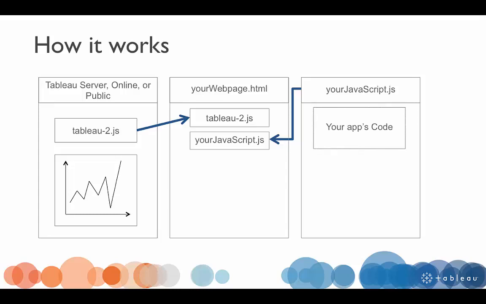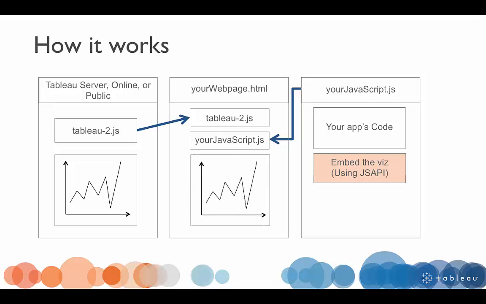Now, what's in this your JavaScript.js? It of course has your app's code for controlling all of the things outside of the Tableau dashboard. But using the JavaScript API, you'll write some embed code. The result of that is that the dashboard will be embedded inside of your web page. And finally, you'll write some JavaScript API functions that interact with the visualization, enabling that robust integration that we talked about.